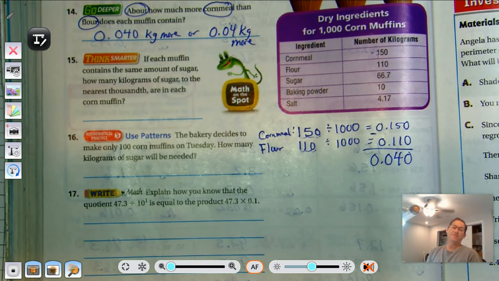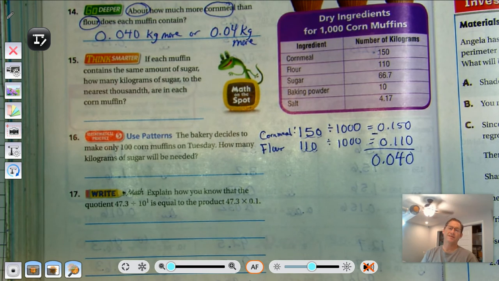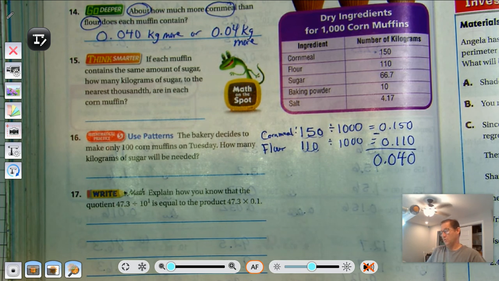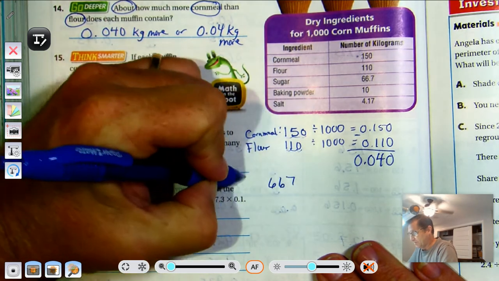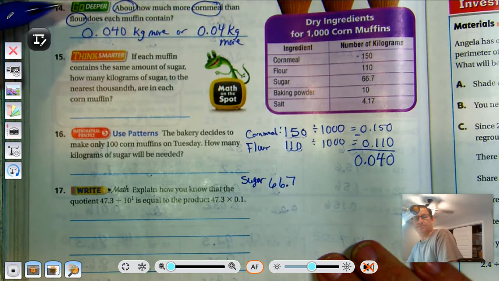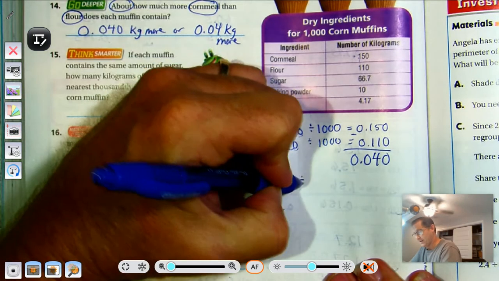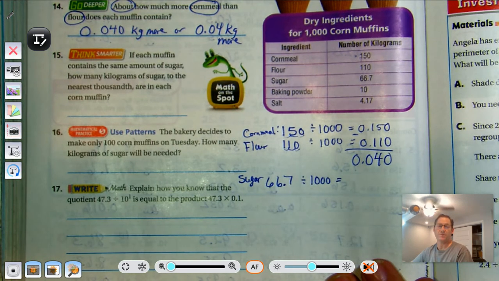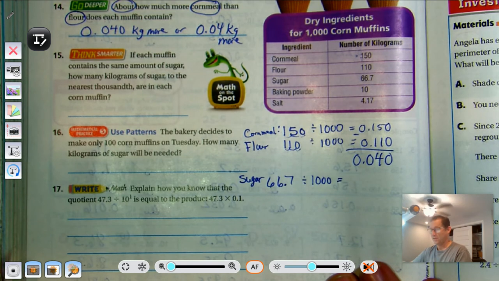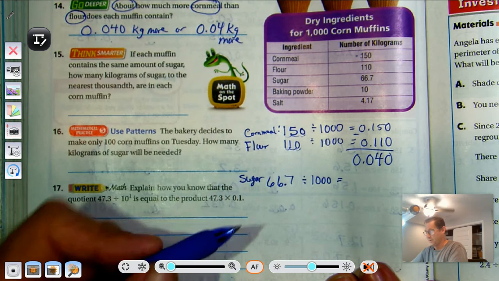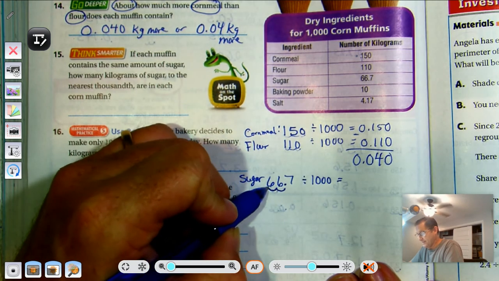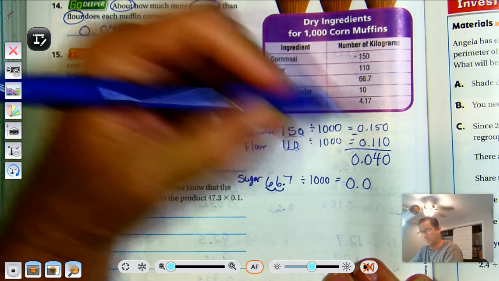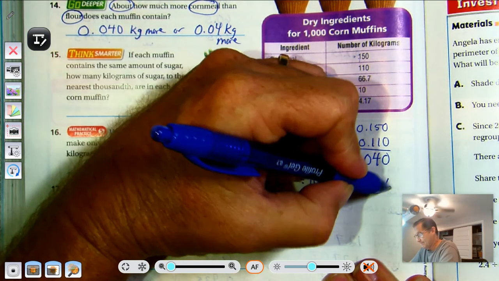All right, so if each muffin contains the same amount of sugar, how many kilograms of sugar to the nearest thousandth are in each corn muffin? So for sugar, we have 66 and 7/10 kilograms. And so if each muffin contains the same, we have to figure out how much would be in just one corn muffin. So we're going to take 66 and 7/10 and divide by 1,000. Dividing by 1,000 means move the decimal point 3 places to the left. Well, I don't have enough spaces to move it 3 places to the left. So I'm going to add a 0.